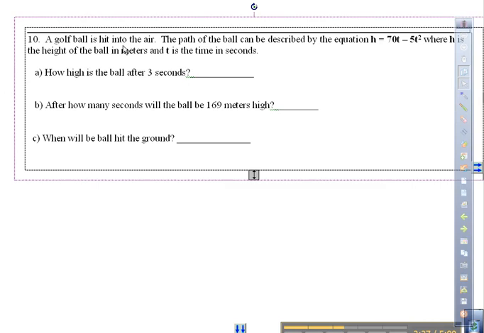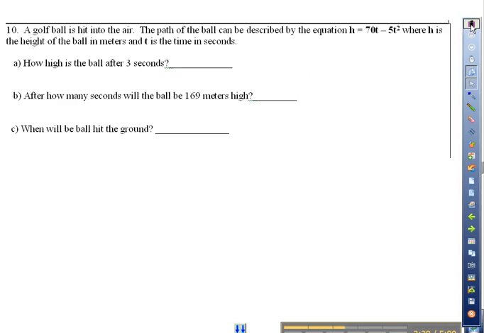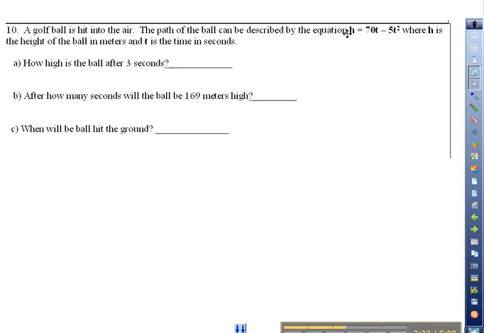A golf ball is hit into the air. The path of the ball can be described by the equation h equals negative 70t minus 5t squared, where h is the height of the ball in meters and t is the time in seconds. Question A, how high is the ball after 3 seconds? Question B, after how many seconds will the ball be 169 meters high? C, when will the ball hit the ground? Isn't this just like the last question? Let's do it just like the last question.